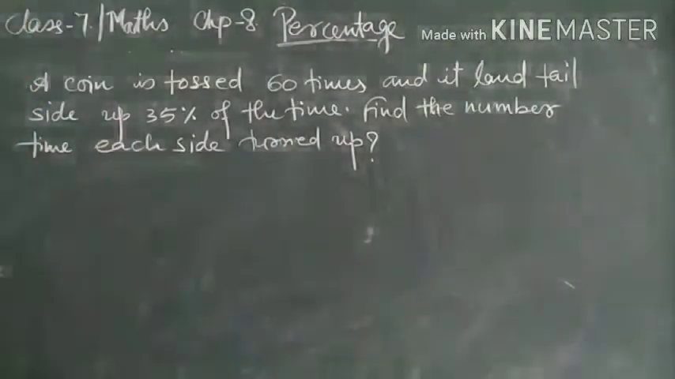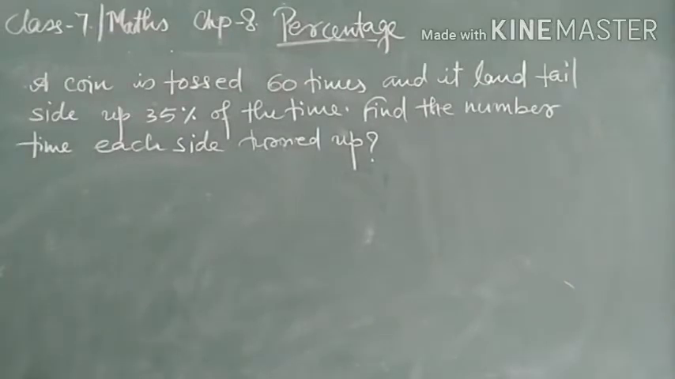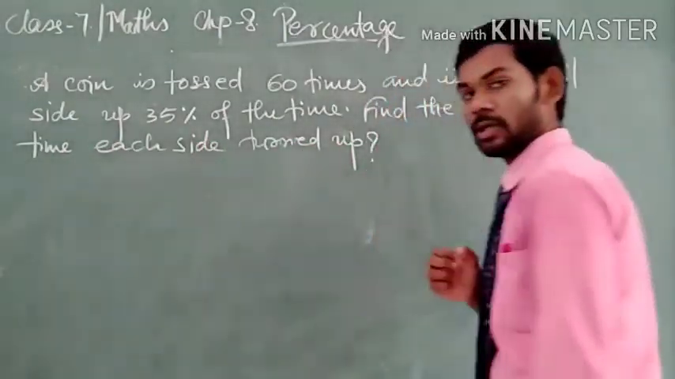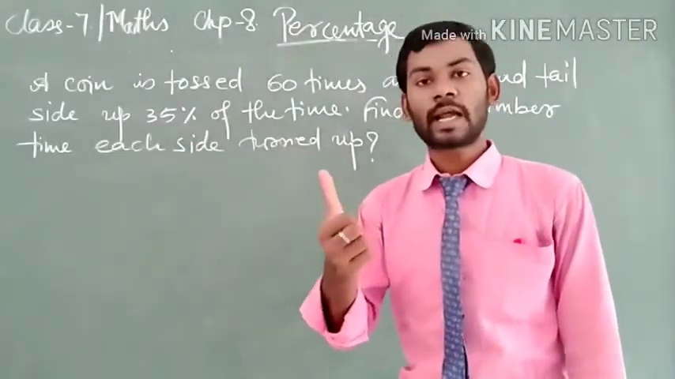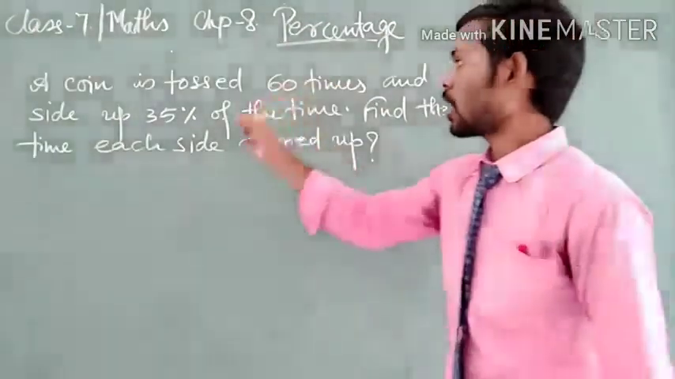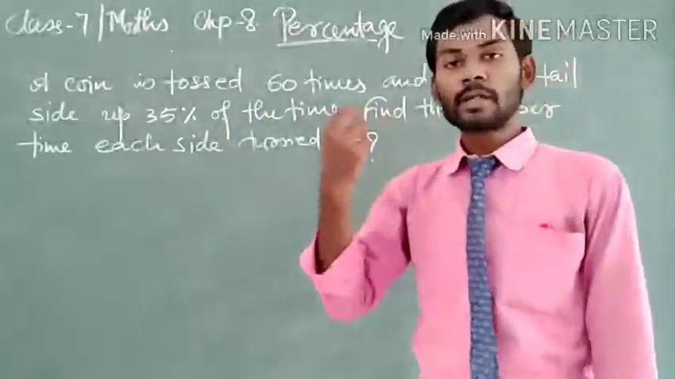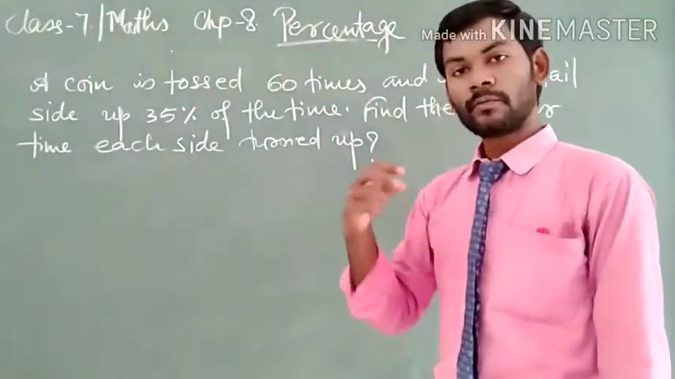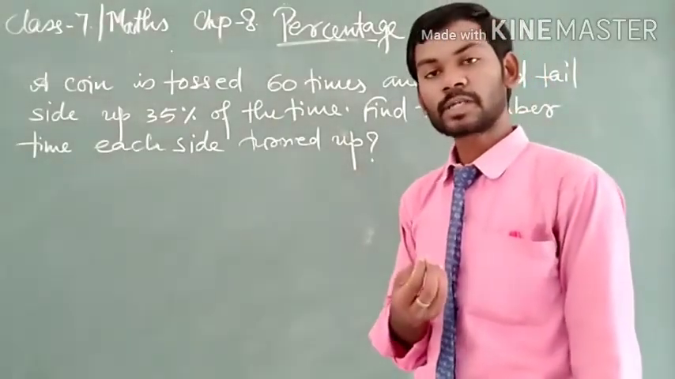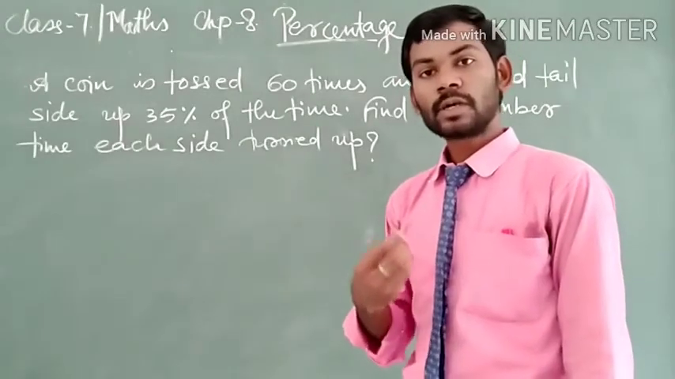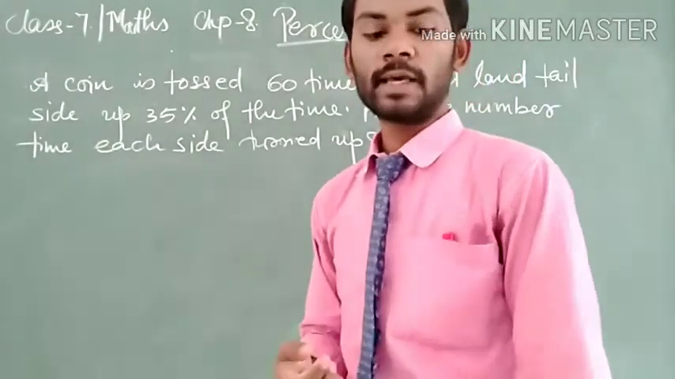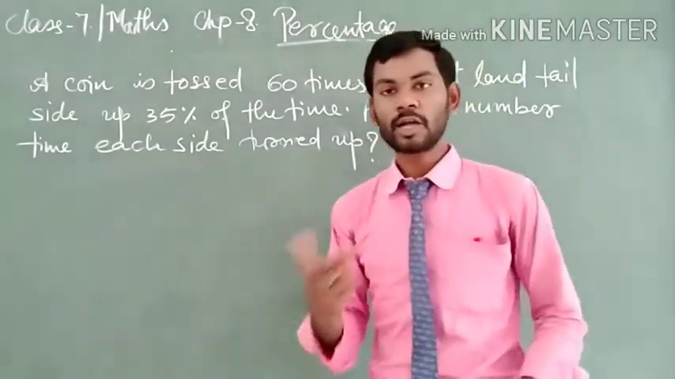Let us see what the question says. A coin is tossed 60 times. There is a coin which is tossed 60 times and it lands tail side 35% of the time. When we toss the coin 60 times, then 35% of the 60 come tail and the remaining come head. If we toss a coin, then either we get head or tail.